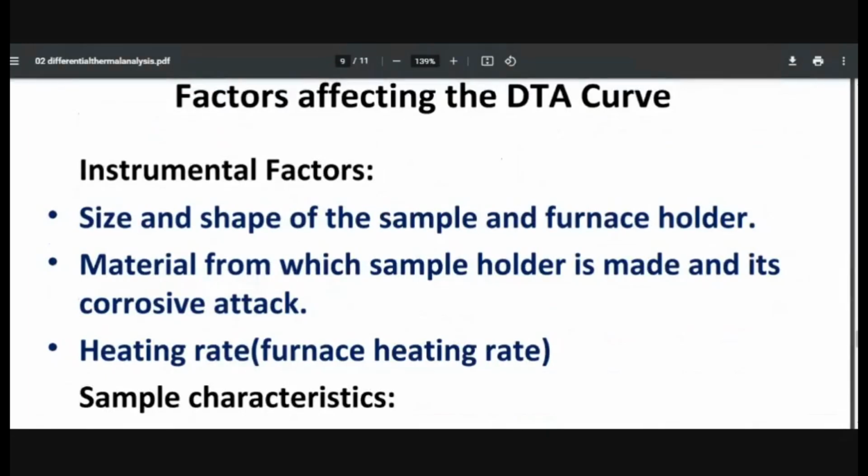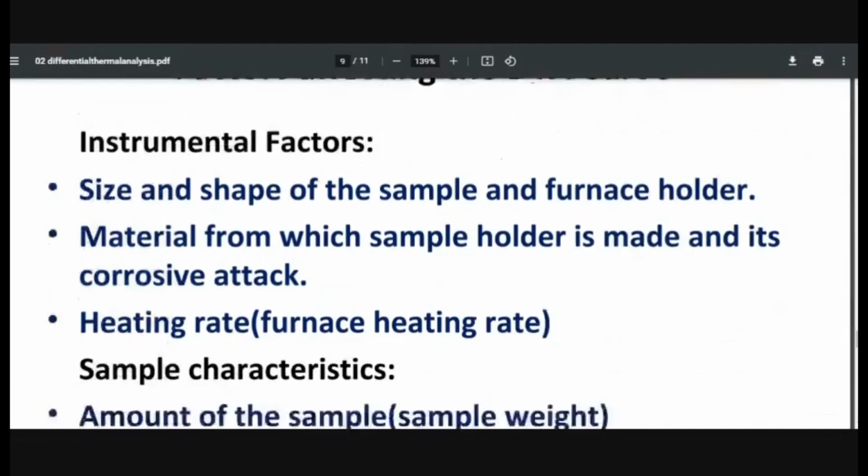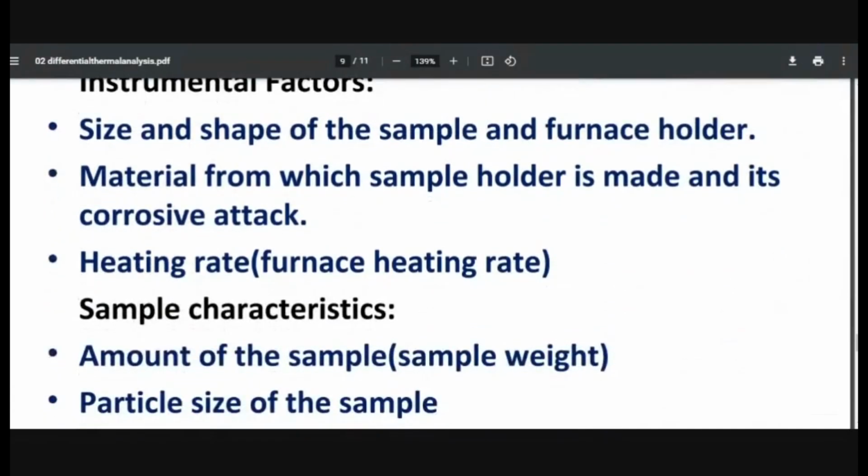Now consider there is a cylindrical sample holder, there is a pan like sample holder, and there is a cubical sample holder. One is small, one is large. So not only by shape, even by size, the rate at which the sample is being heated will change. So both size and shape matter. Material from which the sample holder is made and its corrosive attack: the heat conducting property will be different for copper and for stainless steel. But copper will get corroded faster as compared to stainless steel. So both of these properties will affect the analysis.